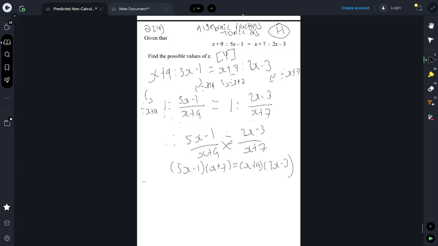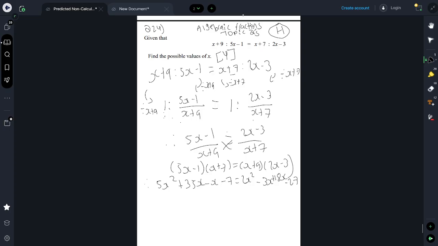Now you just expand and simplify. So use FOIL, expand, however you do it. You should get 5x squared plus 5 times 7, which is 35x, minus x minus 7, and that's going to be equal to x plus 9 times 2x minus 3, so 2x squared minus 3x plus 18x, 9 times 2x, minus 27. Oh, plus 18x, not plus 18. There we go, lovely jubbly. So now we just simplify.